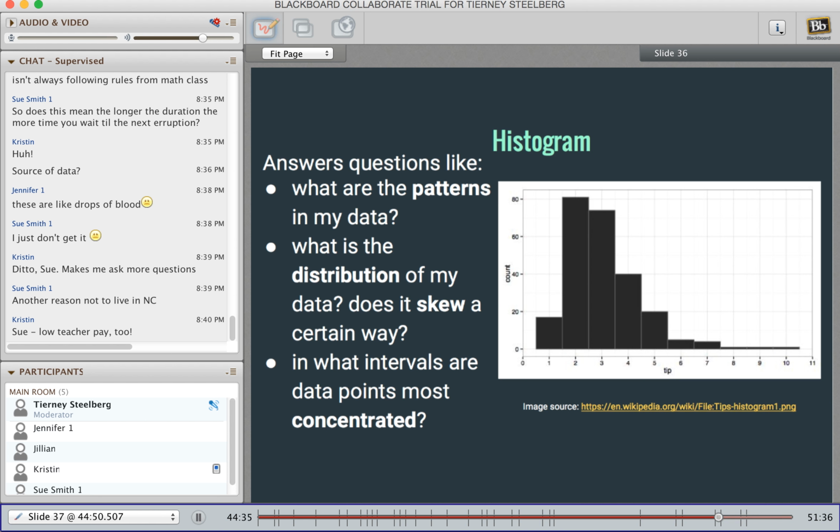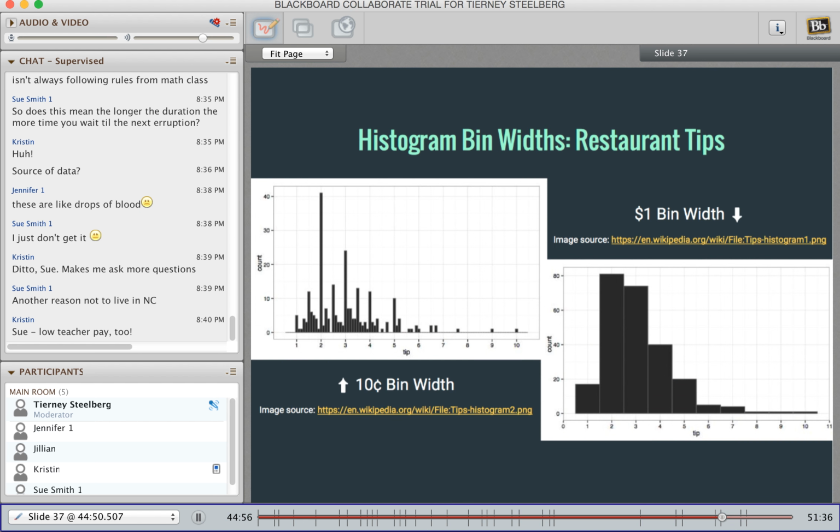The histogram answers questions like, what are the patterns in my data? In what intervals are data points most concentrated? What is the distribution of my data? Does it skew a certain way? You can change the breakpoints of your histogram, that is to say, change the size of the intervals of the bins or buckets. By changing the way you display your data, you can learn more about its distribution.